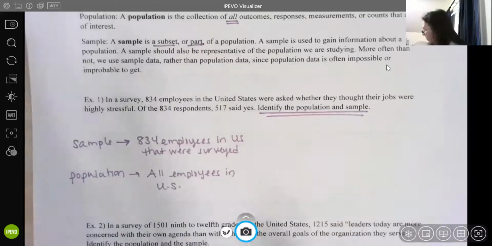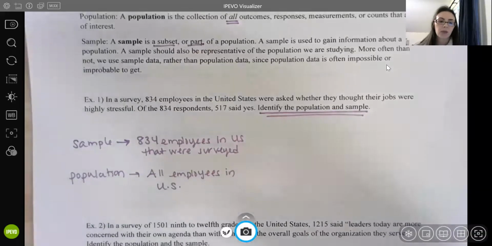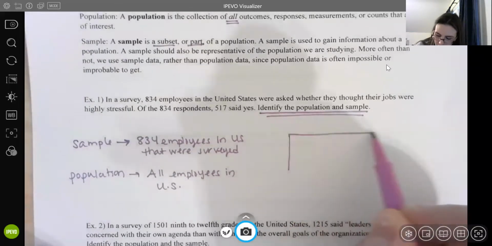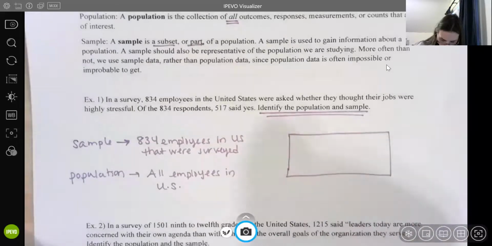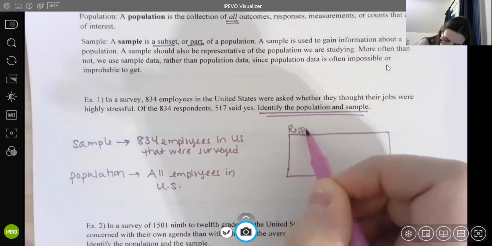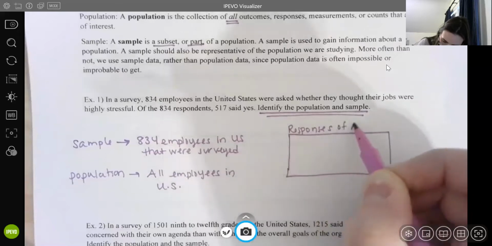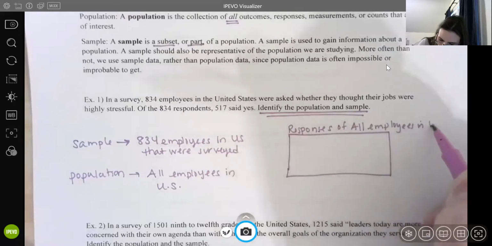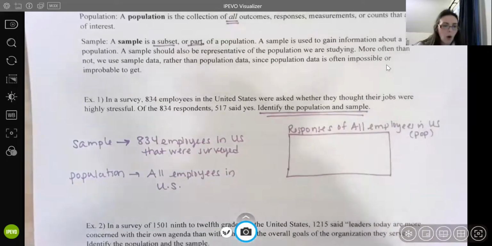Now, what we can also do is draw a picture to go along with this. So I'm going to use the one in your text. And this is a version of a Venn diagram. Usually we're used to seeing Venn diagrams have circles that overlap, but they don't have to. So this is just going to be a general picture. Let me use a box to represent the entire population. So this would be responses of all employees in the US. So the whole box is our population, if we're thinking about it visually.